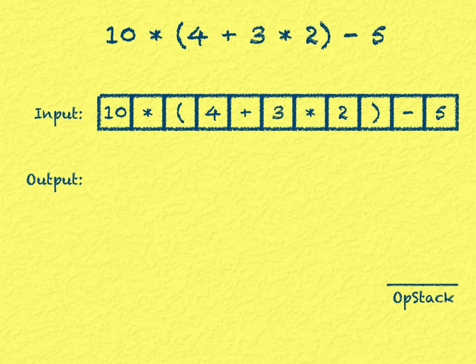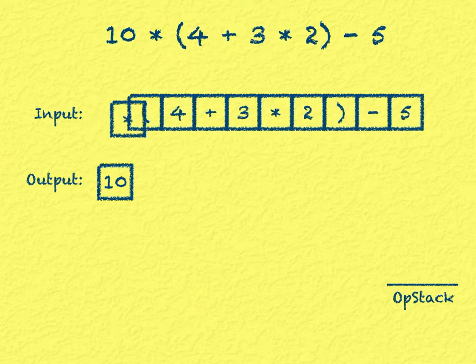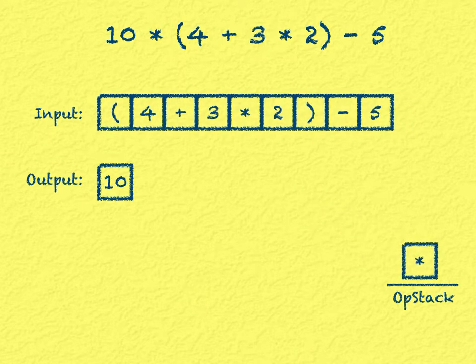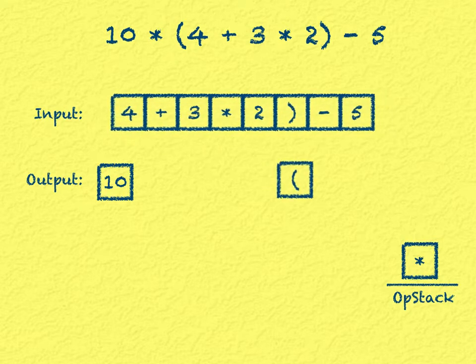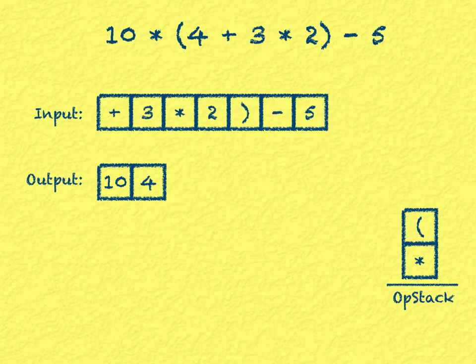Next, we got 10 times 4 plus 3 times 2 wrapped in a pair of parentheses minus 5. Thus, now onto our input. 10 is a number, straight to the output. Multiplication is an operator, straight to the stack. Open parentheses, greatest precedence of all, push on top of the stack. 4 is a number, straight to the output.